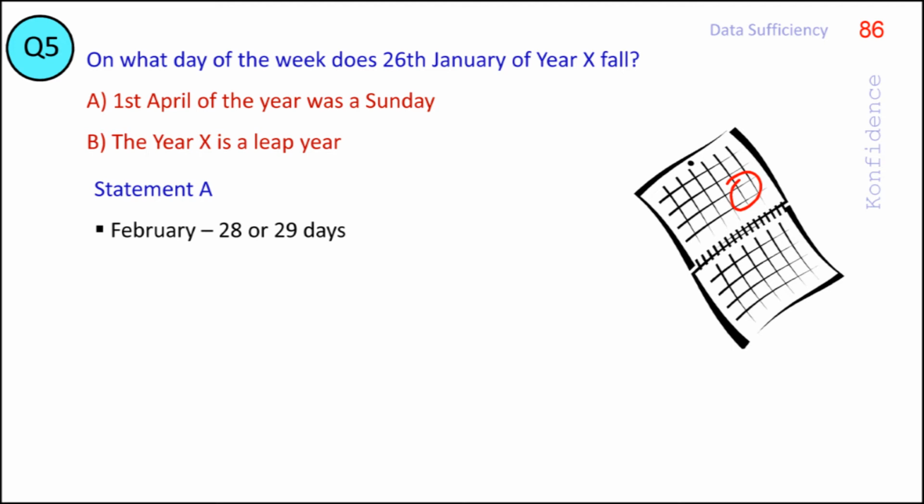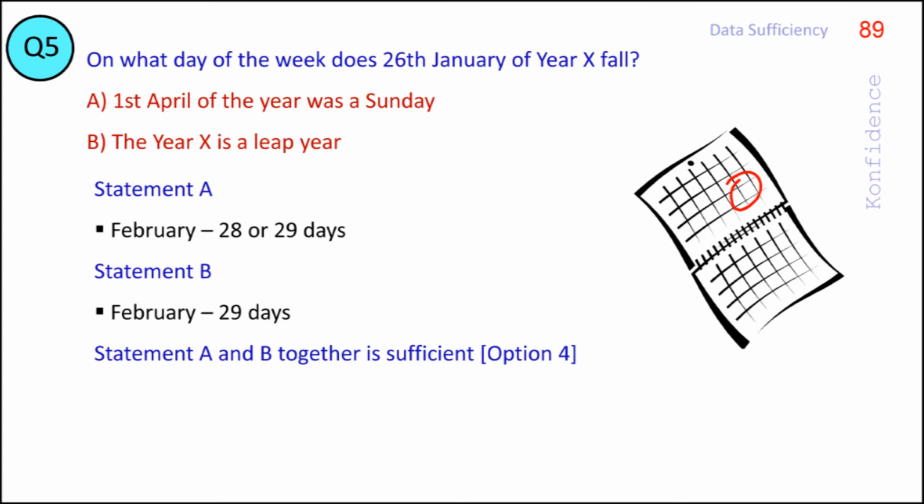That is the crux of the problem here. Only when it is clear can we find out what day is 26th January. That is made clear in the second statement. So, individually, both statements are of no use, but together they make us get enough data to answer the question. So, the answer to this question is option 4.